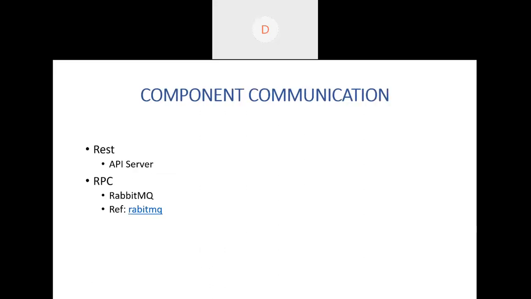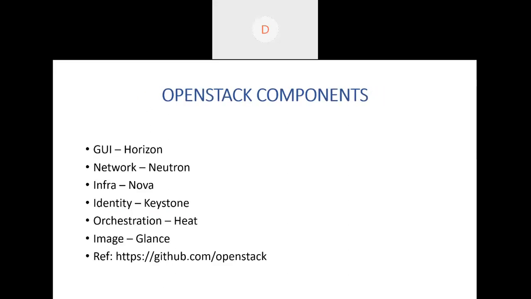So, the component communication. Before this, we have to talk about something, since we have talked about multiple components here, right? Horizon is there, Neutron, Nova, Keystone, Heat, Glance. There are some other applications like Cinder, Ceilometer, and all of the things. So there is one thing in common in all of the components. Say, for example, Neutron.